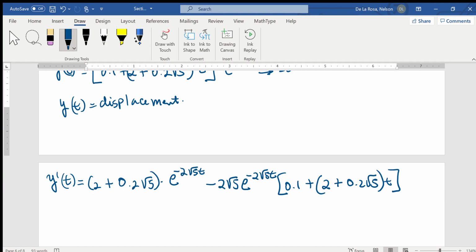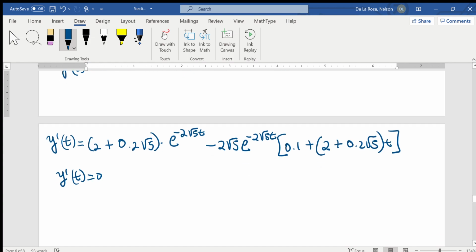And then now we're going to find the maximum. Remember, the maximum is when y prime of t is 0. So we need to equal the expression we found for the derivative. We equal it to 0. So something we can do is factor the exponential, because the exponential is never going to be 0.